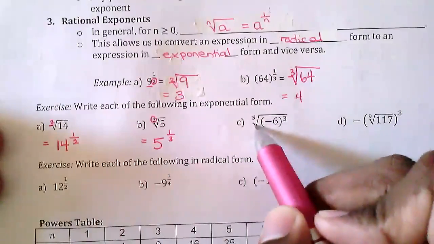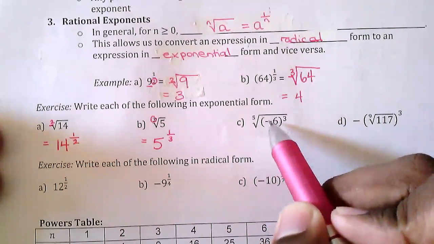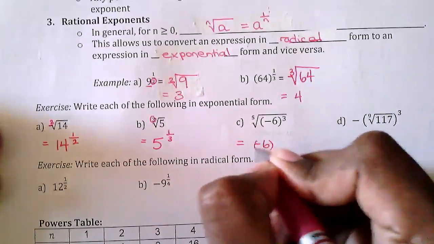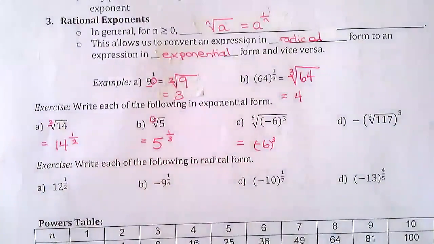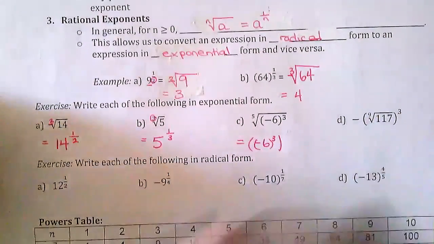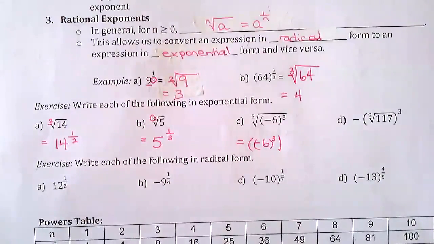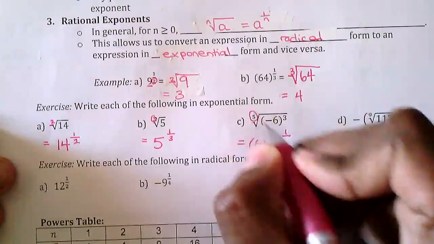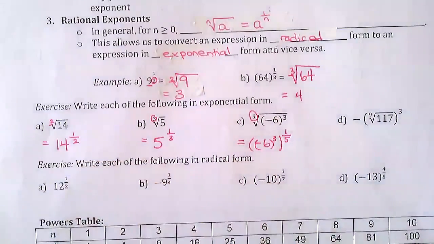So we know that the value underneath this radical sign becomes the base. So I know my base here is negative 6 to the power of 3. I know that's a power in itself, but we're going to treat that as the base. And because that's the base, it's going to be put to the power of 1 over n, the index number 5. So we have negative 6 to the power of 3, and all of that to the power of 1/5.